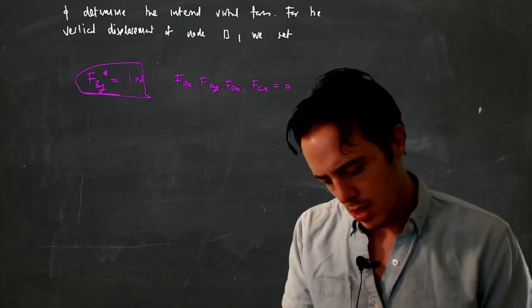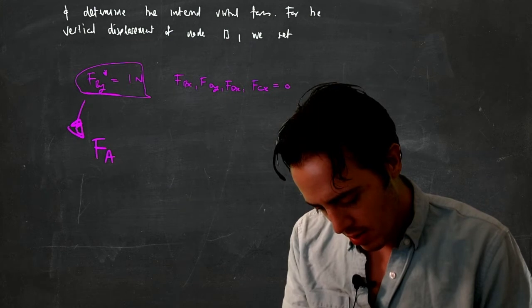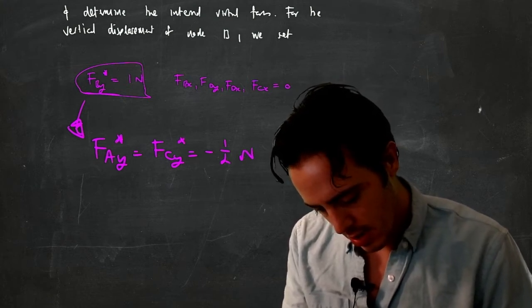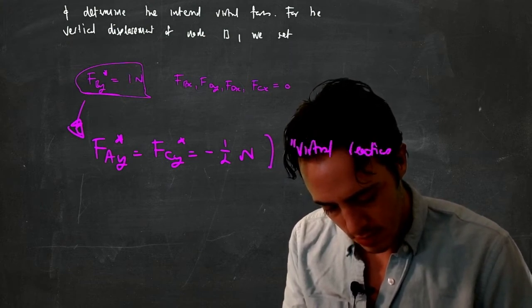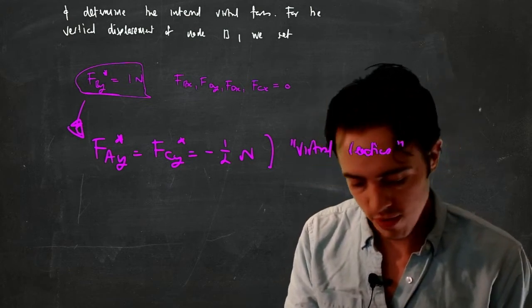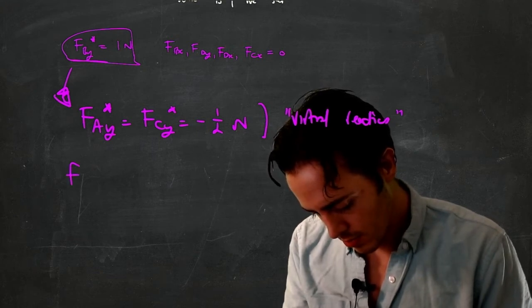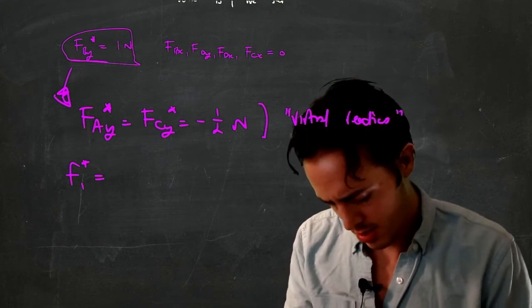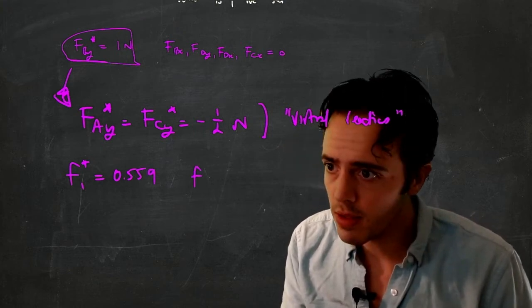Okay, yeah, so as I suspected, the reactions FAY is equal to FCY is equal to -1/2 a Newton. These are our virtual reactions. Okay, and these are just using the same equations that we had before. And then the virtual forces, we get F1 is a horrible number, 0.559, and it's going to be symmetric.